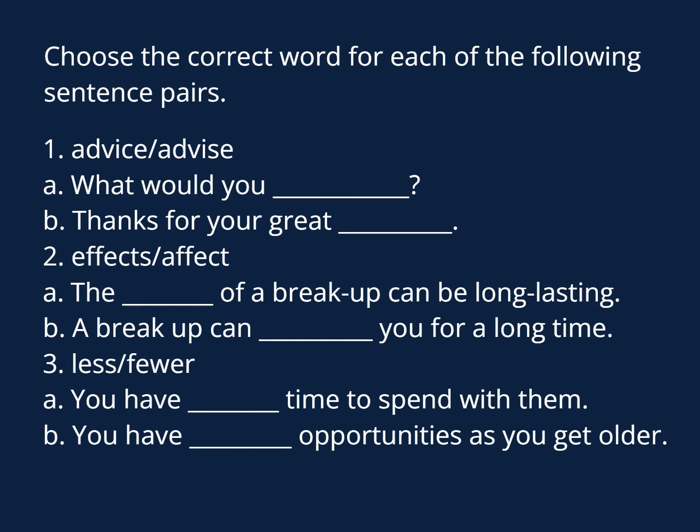Sentence 2, we've got the difference between affect and effect. Sentence A says, the of a breakup can be long lasting. And sentence B says, a breakup can you for a long time. And sentence 3, the choice is between less and fewer. Sentence A says, you have time to spend with them. And sentence B says, you have opportunities as you get older.